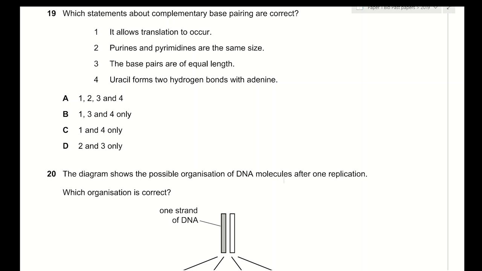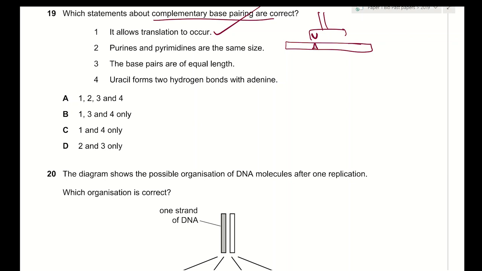Now, translation is when a tRNA molecule with an anticodon binds with an mRNA molecule, and this happens in the ribosomes also by complementary base pairings. So, for example, if the tRNA has uracil, then the mRNA molecule is going to have adenine. This is complementary base pairing between the anticodon on the tRNA and the codon on the mRNA, so this is correct. For 2, purines and pyrimidines are the same size.